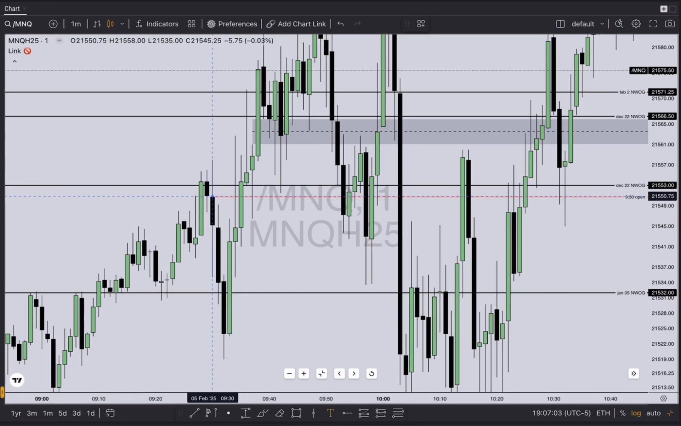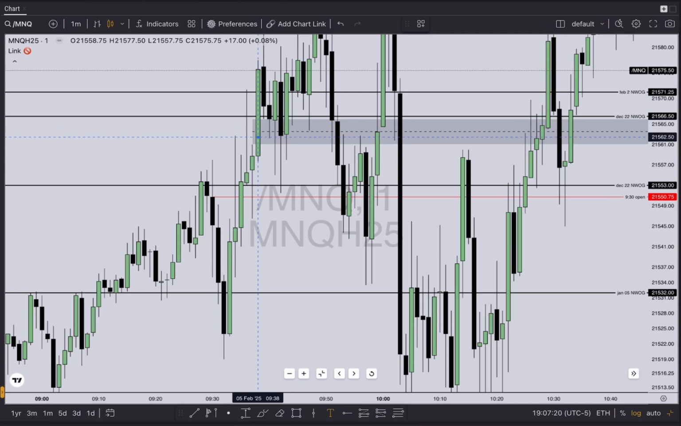So if you look, it's not this candle. It's not this candle. Not this candle. There's no fair value gap yet. This is not a fair value gap. No fair value gap. This is the first presented fair value gap on the 1 minute chart after the 930 open.